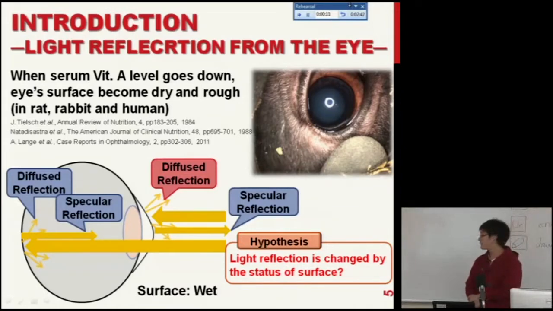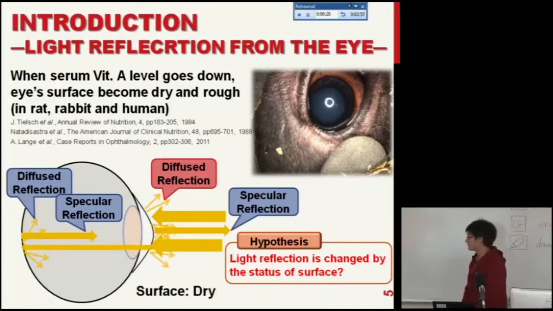When serum vitamin A level goes down, cattle's surface becomes dry and rough, according to a previous study. So I made a hypothesis that when the surface becomes dry and rough, the diffused reflection on the surface increases. I think the light reflection is changed by the status of the surface.